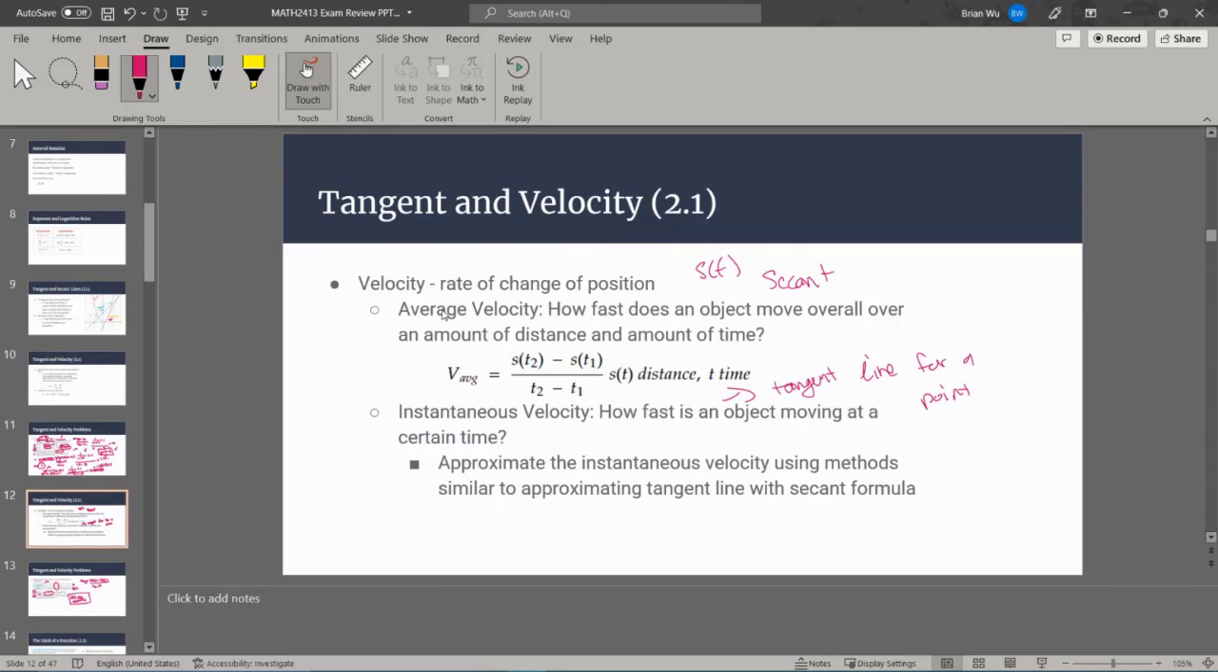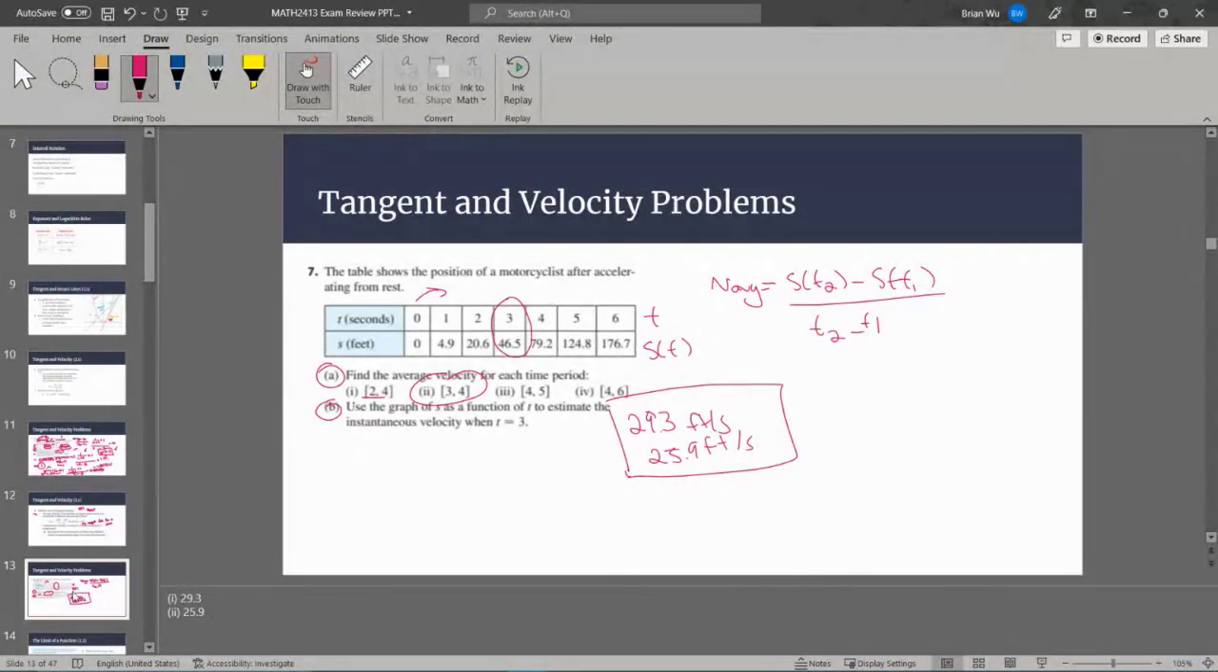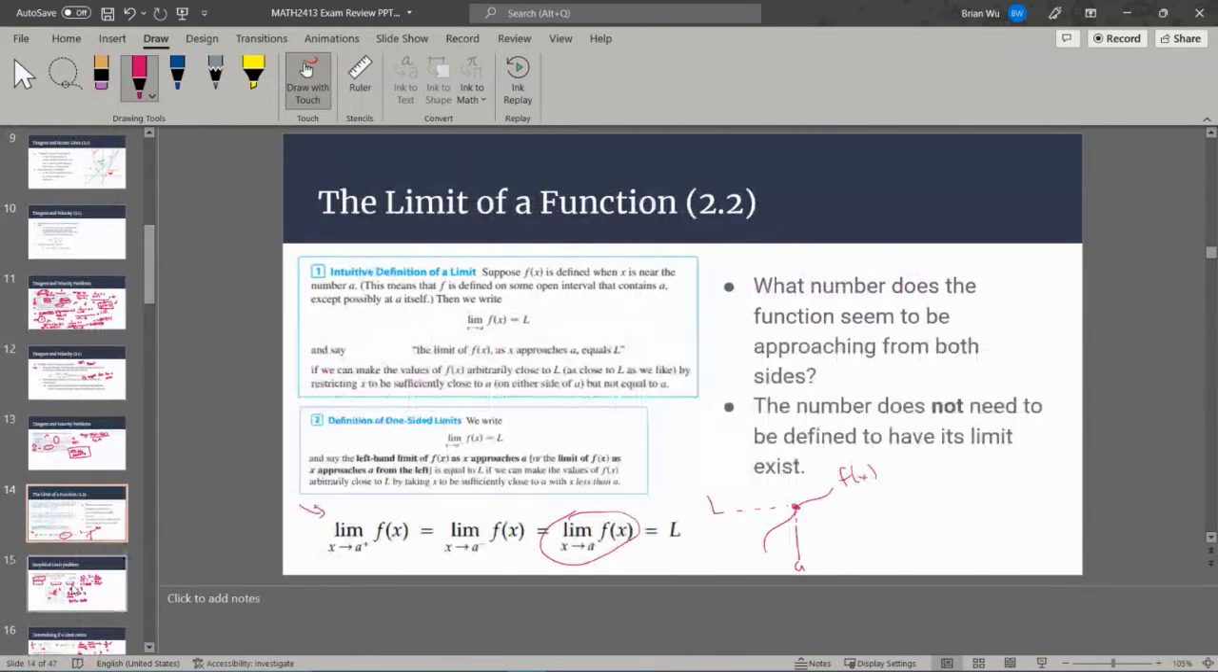And again, these are similar things that you use for velocity. A velocity essentially is just a tangent line, or it depends. If it's average velocity, you're going to use the secant formula for it. And if it's instantaneous velocity, you're going to use the methods that you would use to approximate tangent lines with the secant formula. Okay, and I'm going to skip over this problem just for ease of time, but essentially you'll have a similar problem on the practice, and that's solved, and you can also work on it during the breakout sessions.